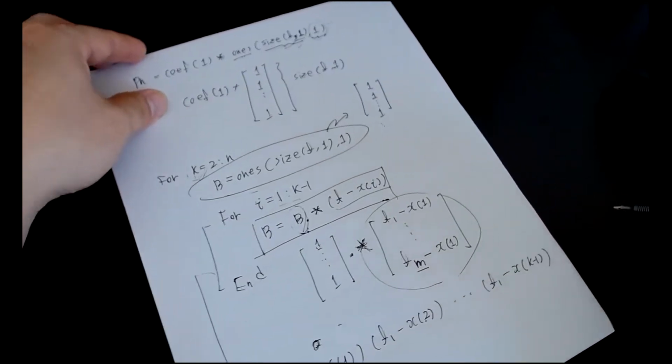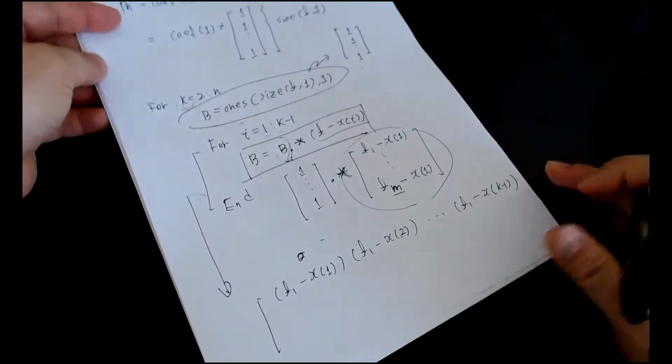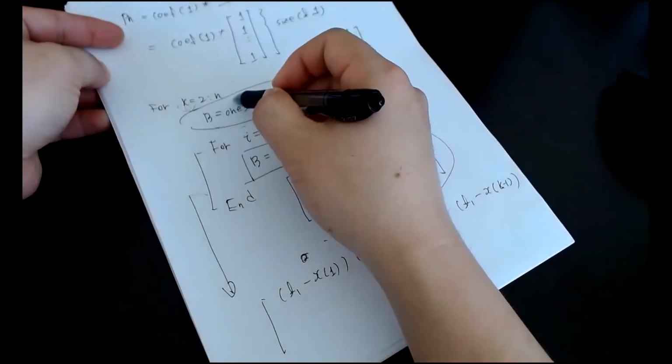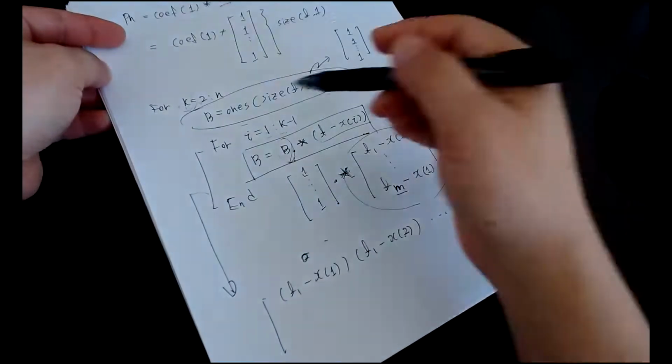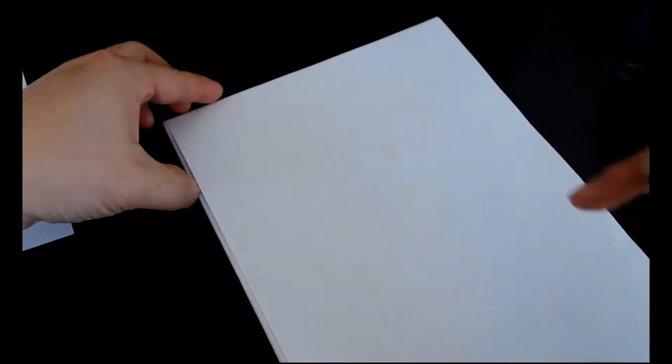Okay? You see that? Right? But what's the k? K is moving from 2 to n. You see the k is moving from 2 to n. So finally, we're going to get this.